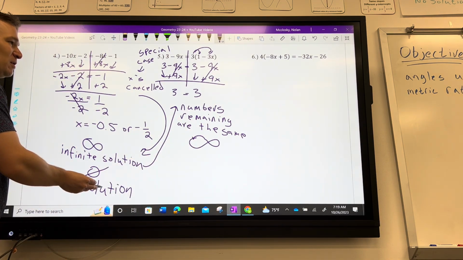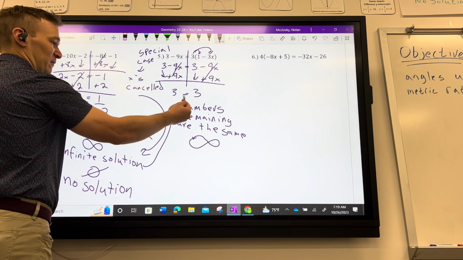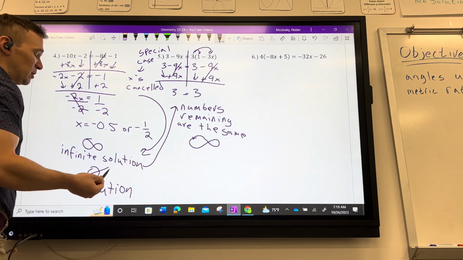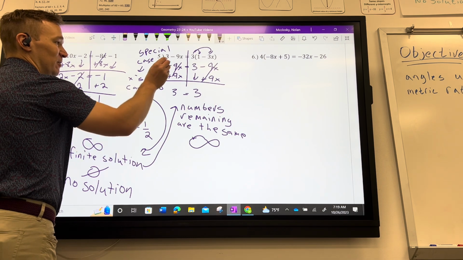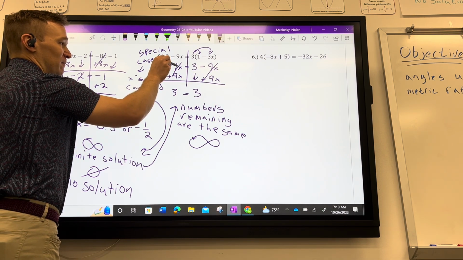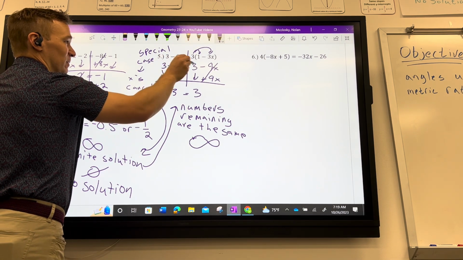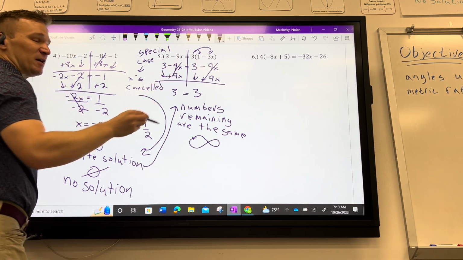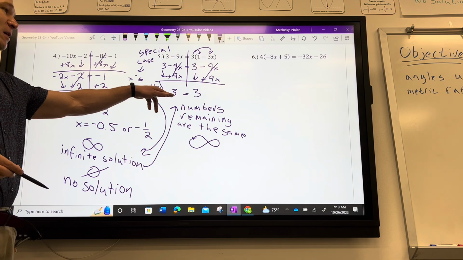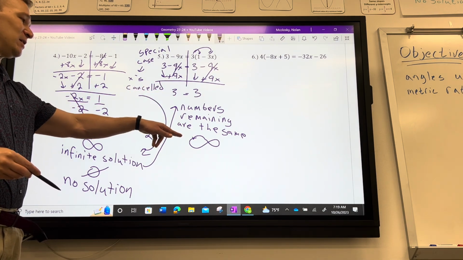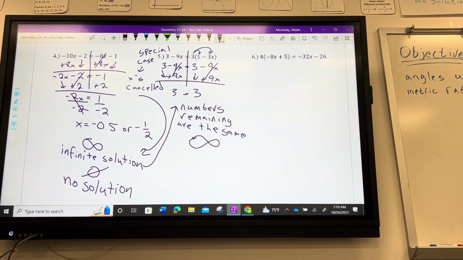Okay, no solution. If these numbers left were different, the answer would be no solution. And that would mean there would be no number that exists that you could substitute in for x that would give you the same number on both sides of the equal sign. No number would exist, so that would be no solution. When the numbers remaining are the same, your answer is infinite solution. When the numbers remaining are different, your answer is no solution.